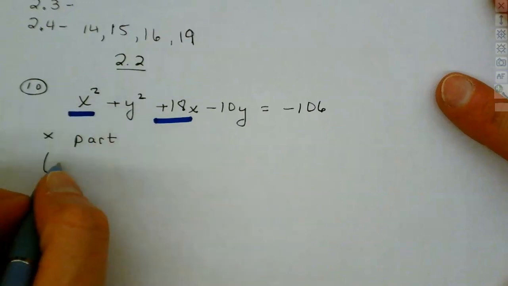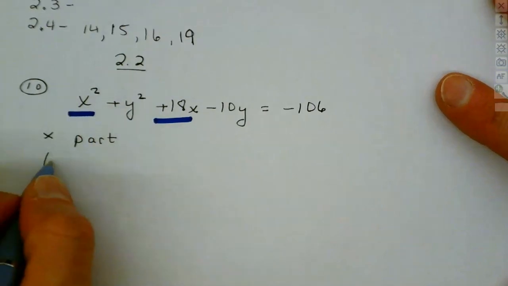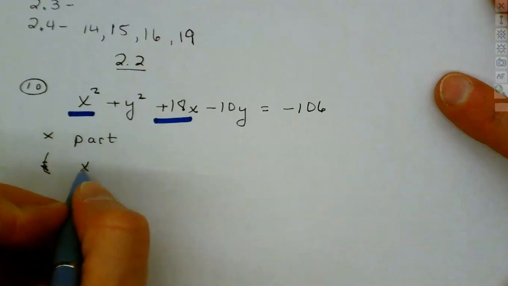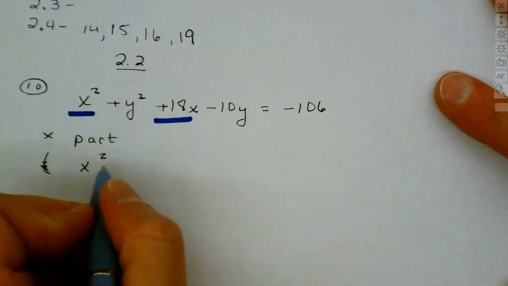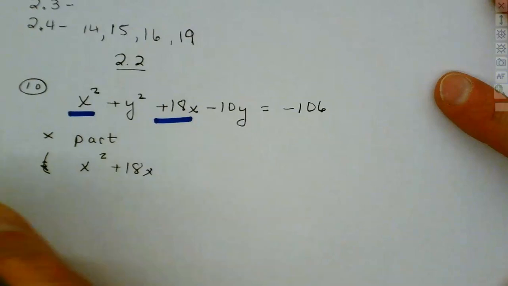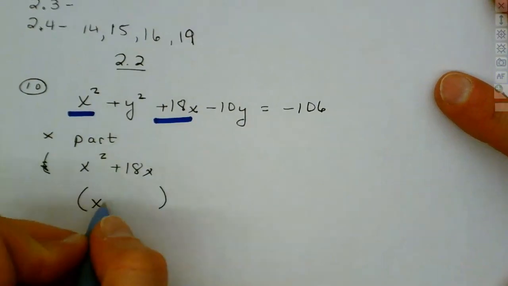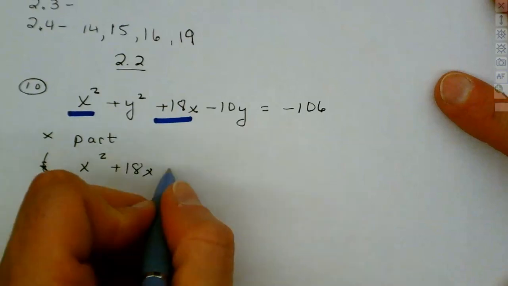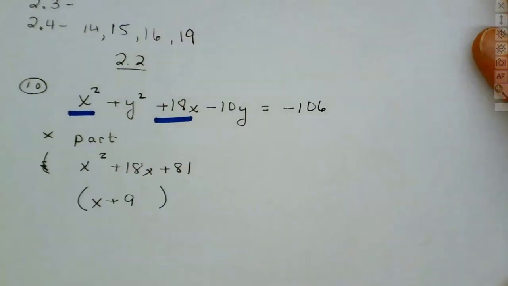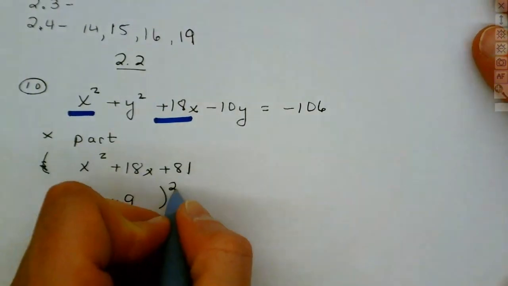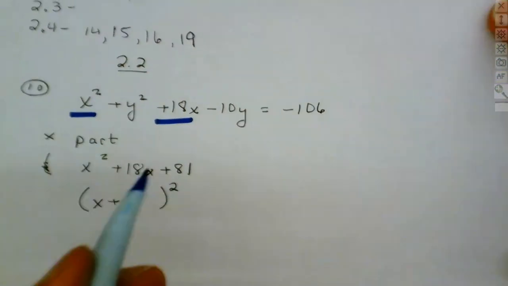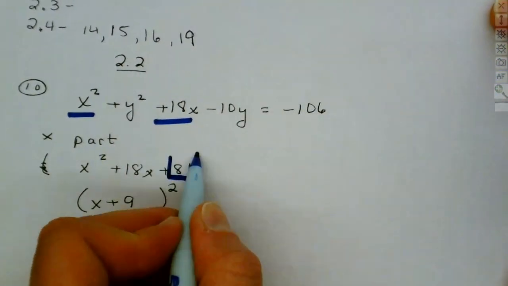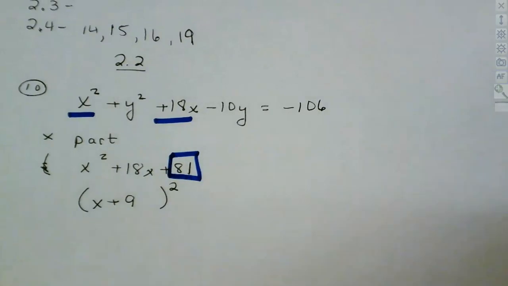So what is half of, let me write it out here. What we've got is x squared plus 18x. What's half of 18? Half of 18 is 9, and 9 squared is 81. So that 81 is going to have to be added back in. So what we do is we half and square.